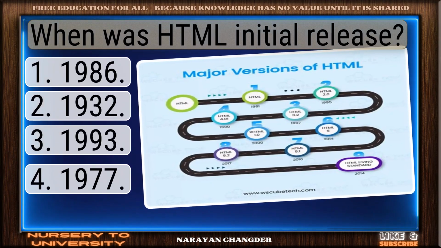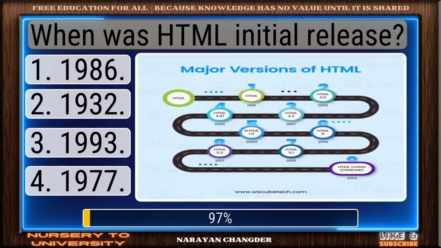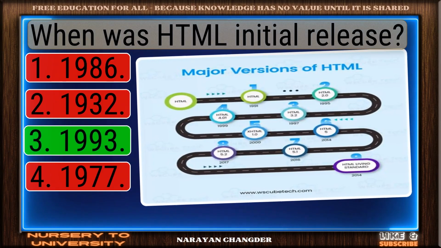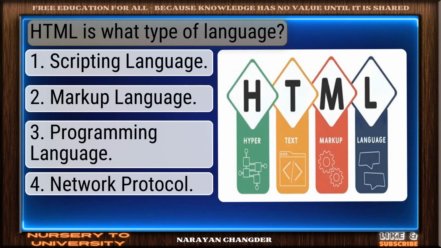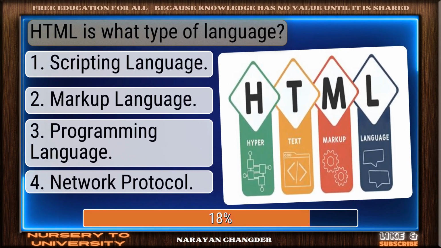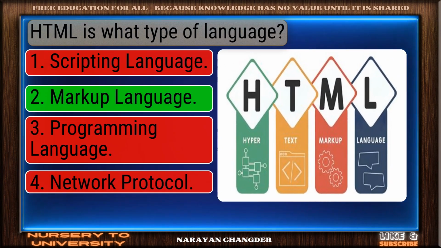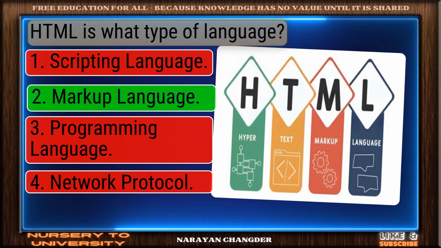Question number 9. When was HTML initial release? Nice selection. 1993 is the correct and valid answer. Question number 10. HTML is what type of language? You got it. Your choice markup language is right.